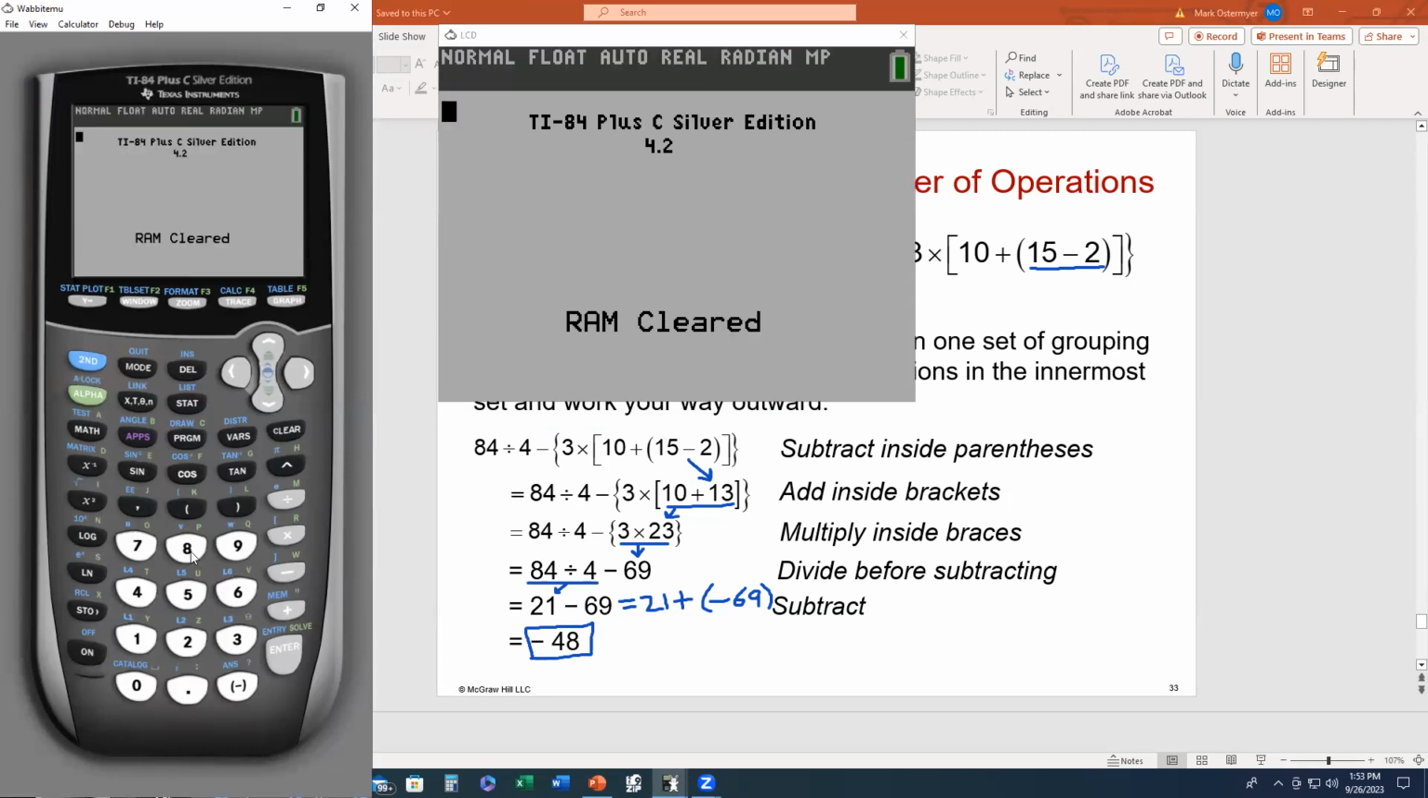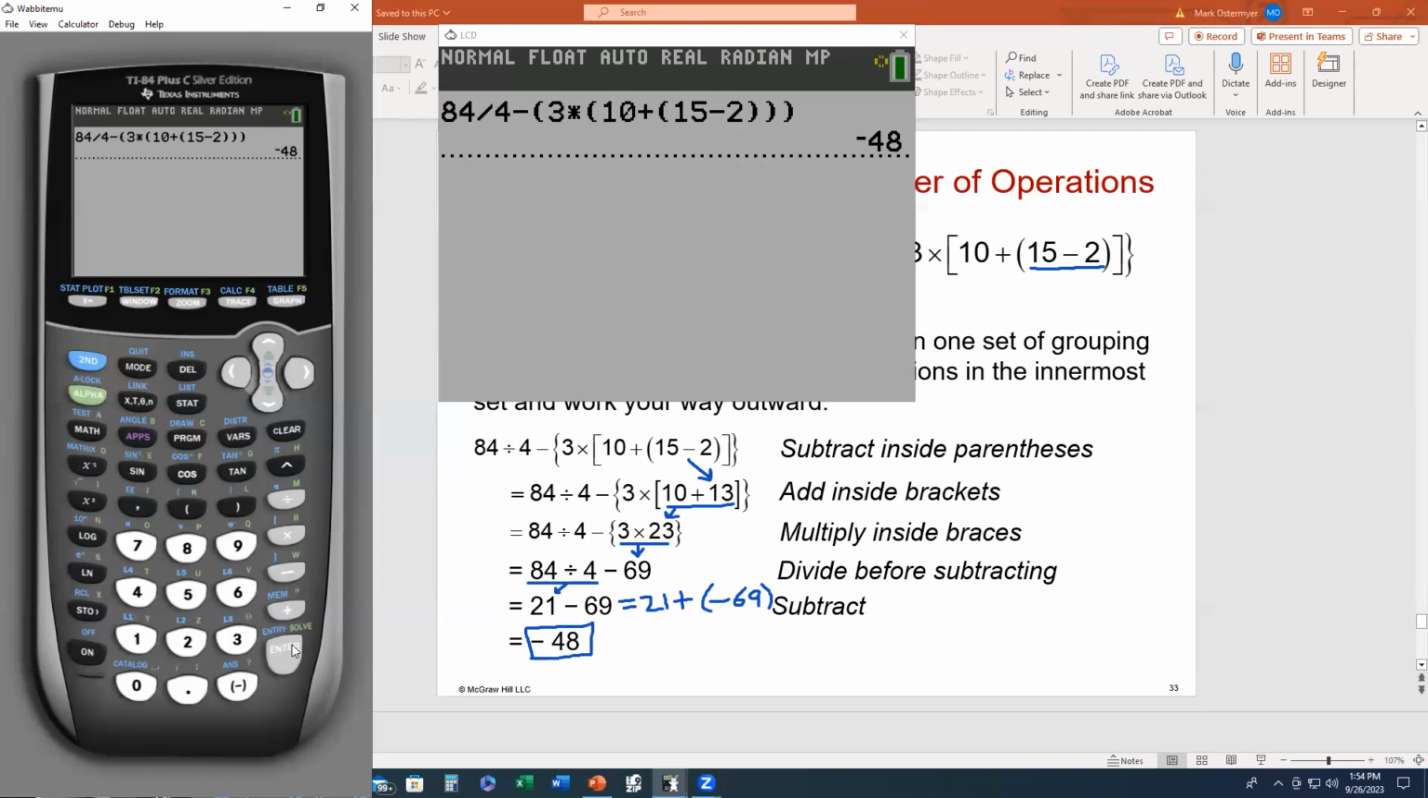So how would I type this in? 84 divided by 4, subtract. Now, I don't have an open brace. I do, but I'm not going to use it. I'm just going to use an open parenthesis in place of the open brace. Remember I said parentheses, brackets, and braces are really equivalent. Same thing. 3 times, instead of an open bracket, I'm just going to use another open parenthesis. Okay, 10 plus open parenthesis, 15 minus 2. Closed parenthesis, closed bracket, but closed parenthesis. I'm going to use closed brace, but I'm going to use a closed parenthesis. Ladies and gentlemen, I'm ready to compute this. Hit enter and boom, negative 48.